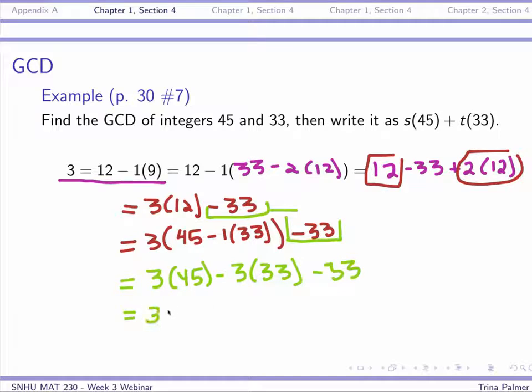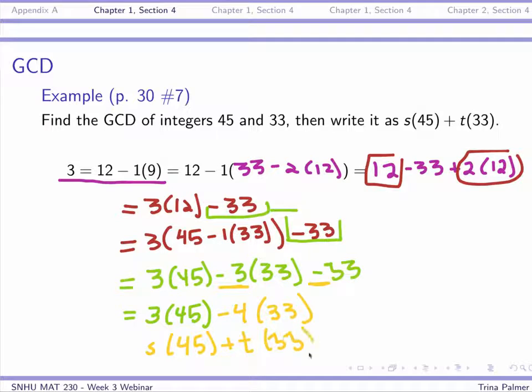So I have 3 45s, and then I have negative 3 33s and another negative 1 33. So that's a minus 4 times 33. And this is what I was trying to get. This is my S times 45 plus T times 33. So I have done it. My S is 3 and the T is negative 4.